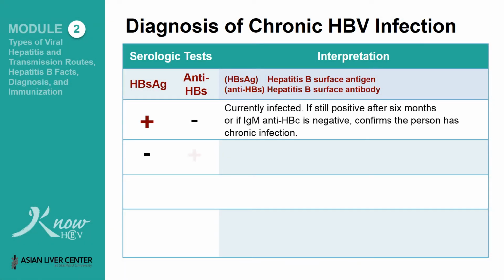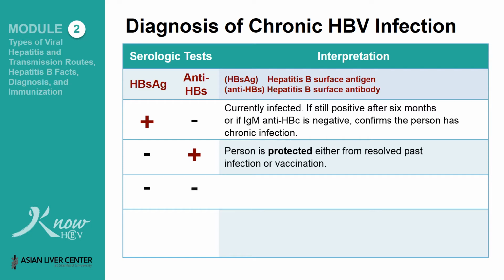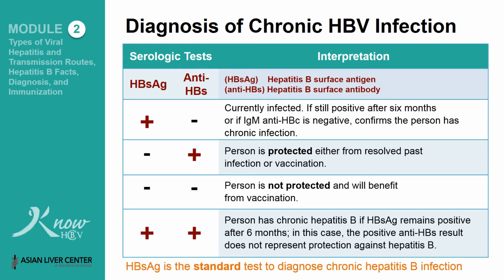To determine whether a person has chronic hepatitis B or immunity to hepatitis B, the following two blood tests are recommended: hepatitis B surface antigen, HBsAg, and hepatitis B surface antibody, anti-HBs. This table shows the interpretation of the test results. If HBsAg is positive and anti-HBs is negative, then the person is currently infected with HBV. If the test result remains positive after 6 months, or IgM anti-HBc is negative, it confirms that the person has chronic hepatitis B. If HBsAg is negative and anti-HBs is positive, then the person does not have chronic hepatitis B and is immune to HBV due to either recovery from prior infection or prior vaccination.